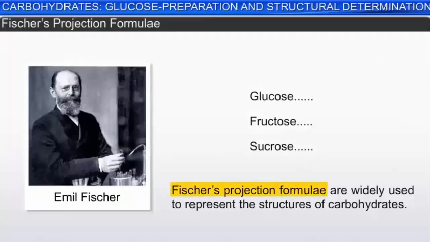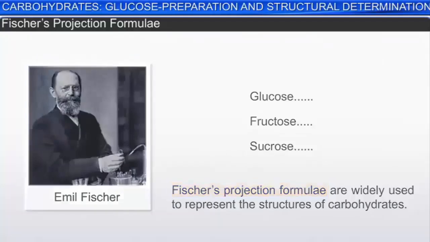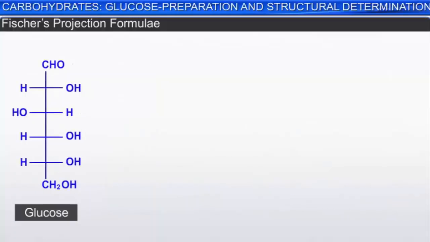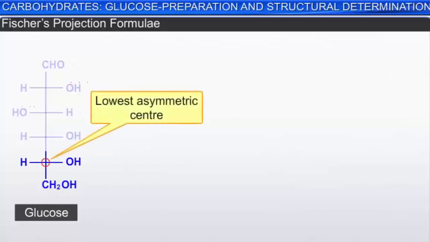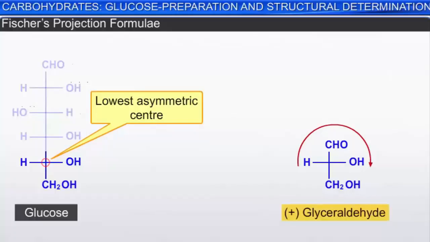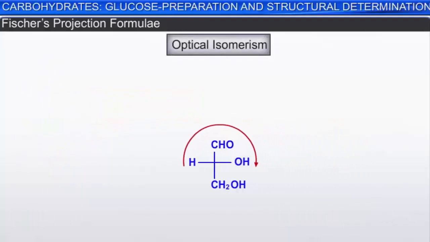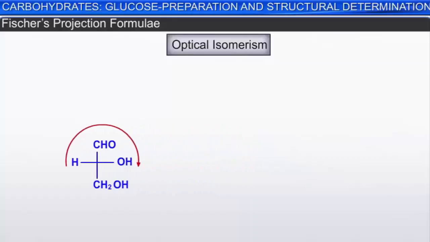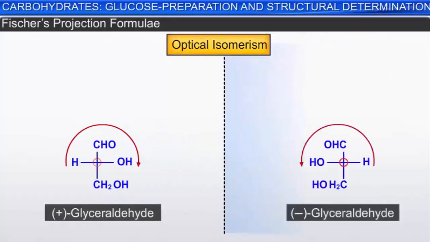Fischer's projection formulae are widely used to represent the structures of carbohydrates. To assign the configuration of a carbohydrate containing more than 1 chiral center, the lowest asymmetric carbon of the carbohydrate is compared to the configuration of an arbitrarily chosen standard, that is, dextrorotatory glyceraldehyde. Glyceraldehyde is chosen as a standard of reference as it is the simplest carbohydrate that has a single asymmetric carbon that shows optical isomerism.